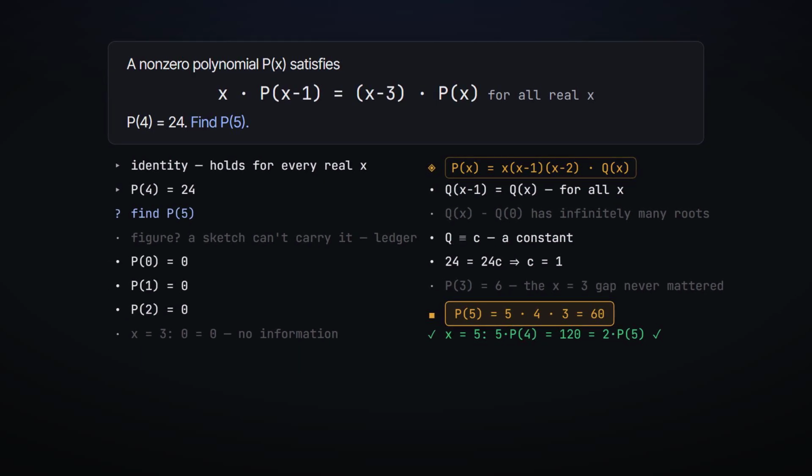Looking back, 2 decisions did the work. Plugging in the x that makes a side vanish. That is how the roots appeared. And naming the quotient. That is what turned the identity into a statement about the one thing I didn't know.